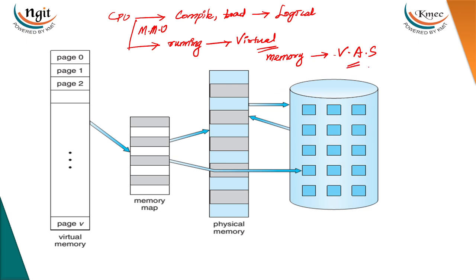So this virtual address space is possible with swapping of pages. It is also called demand paging or lazy swapping, the technique that enables virtual memory in the operating system.